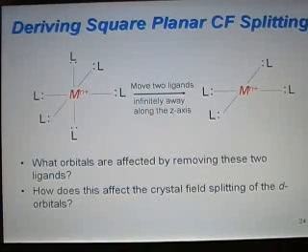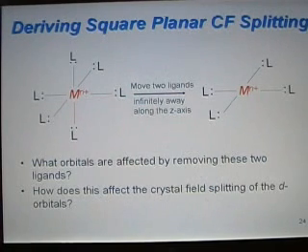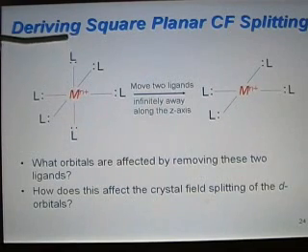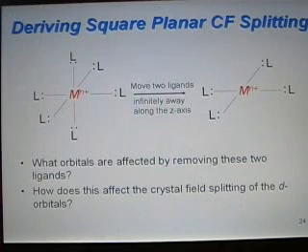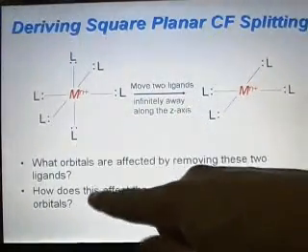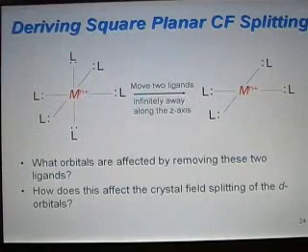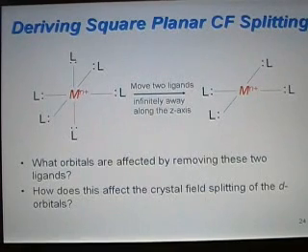Now let's derive square planar crystal field splitting patterns. So remember, when we looked at the Jahn-Teller theory, originally we elongated the bonds along the z-axis and moved those ligands far out, leading to an increase in energy of the dz squared, or dx squared minus y squared, and an increase in energy of the dxy. Now we're just going to pull these so that they're moved infinitely away, leaving only 4 ligands along the x and y axes. So what orbitals are affected directly by removing these 2 ligands?